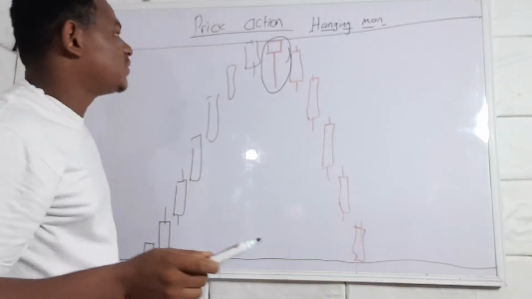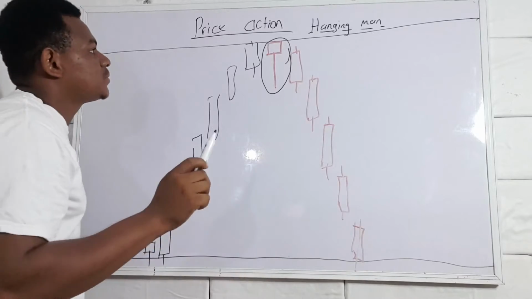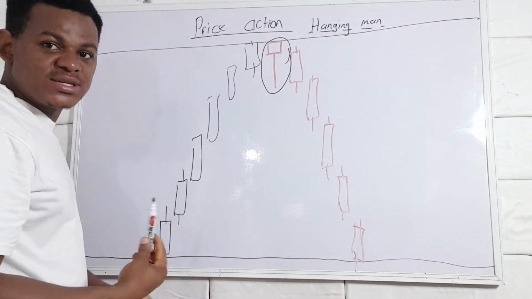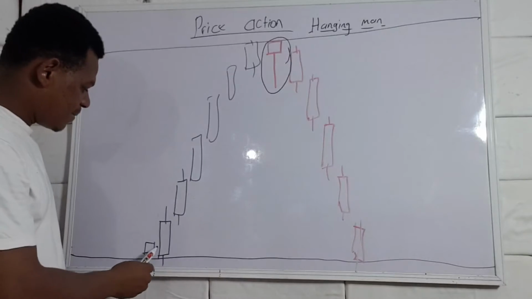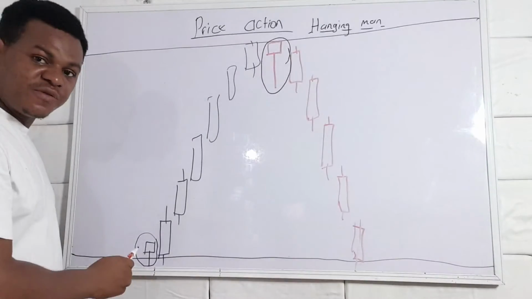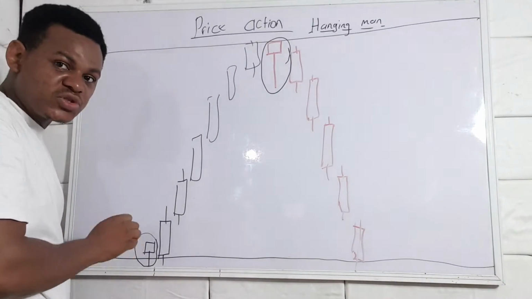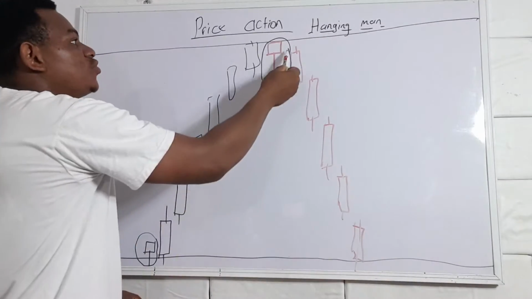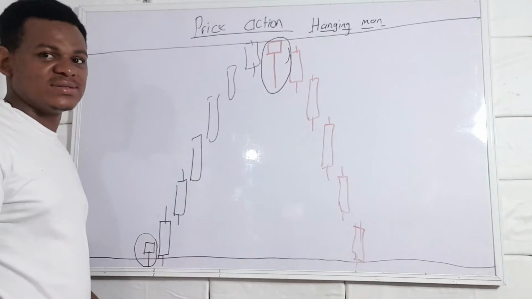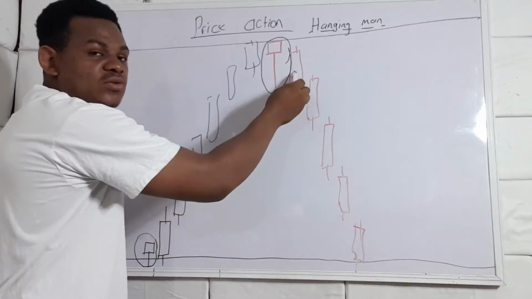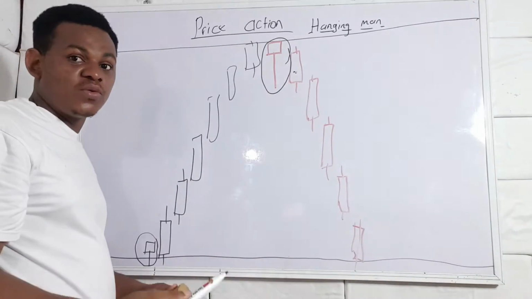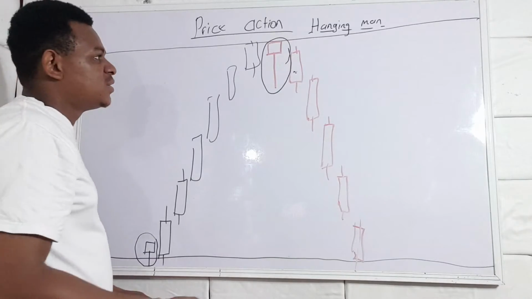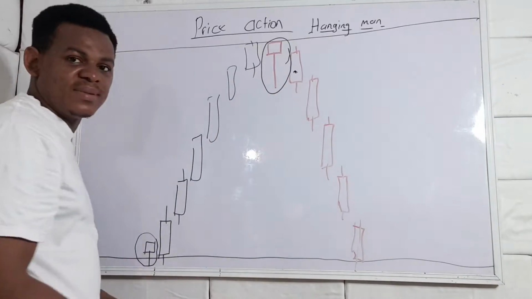If you look at this very well, you will understand that this hanging man is like the hammer. But what is the difference? The hammer is a bullish formation that you will always see at a support zone, while the hanging man is a bearish candlestick that you will always see at the resistance. And this next candle, which is a bearish candle, will always confirm the hanging man. This is your confirmation candle that will push down the market.